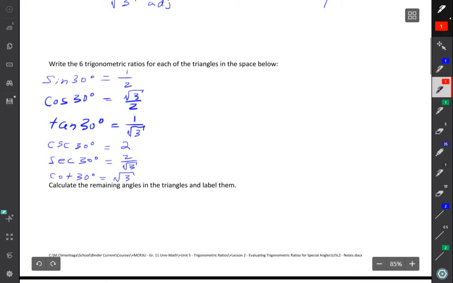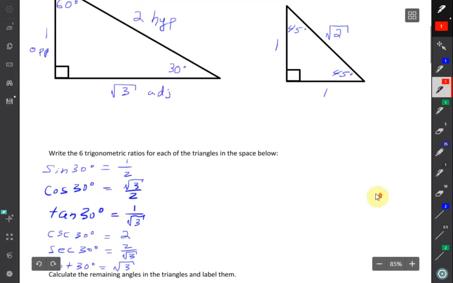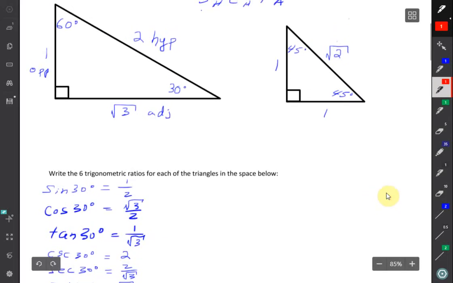Now coming to 60. If we're relative to the 60, that makes this the opposite. This side becomes the adjacent, and this side here is still the hypotenuse. So the sine of 60 is equal to the opposite over the hypotenuse, which is root 3 over 2.